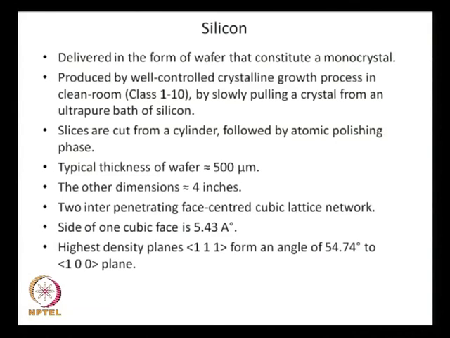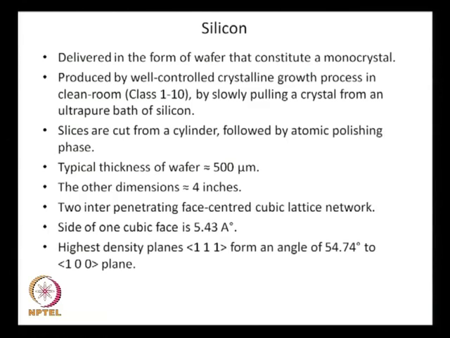Okay. Typical thickness of wafer is 500 micrometer, the other dimension is 4 inches. Two interpenetrating face centered cubic lattice network, you understand what that is, I just now mentioned. Side of one cubic face is 5.43 angstrom and highest density planes 111 form an angle of 54.74 degree to 100 plane. These 111 and 100, these are called Miller indices.